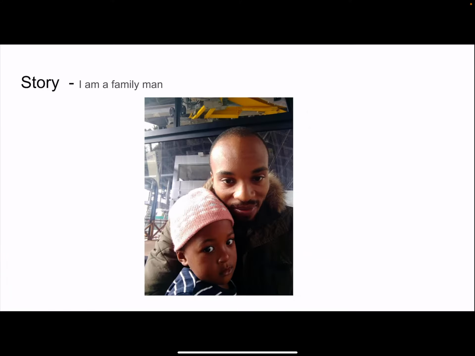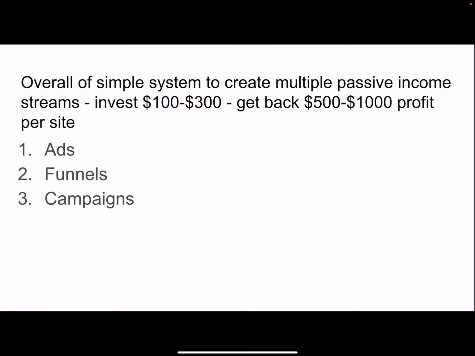As you can see, us traveling, and so on. So it's very simple, and this is the overview of the system that I want to teach you today to help you invest 100 to 300 and get back 500 to 1,000 profit every single month per site. So that's a lot of income. Again, that helps you a lot. It's a great way to get started, and obviously you can grow it from there.